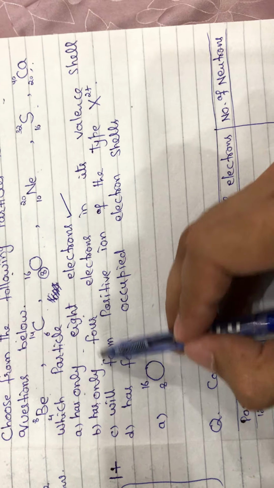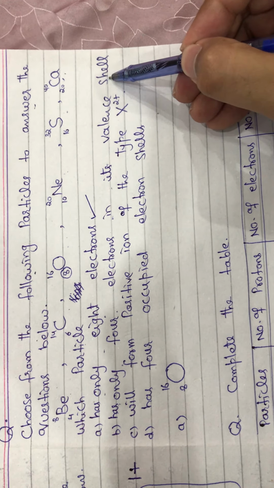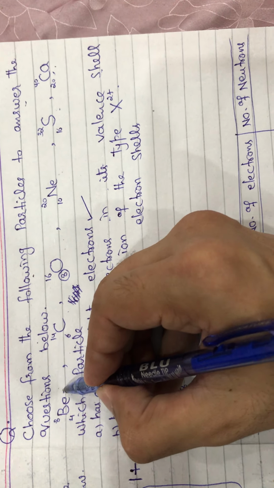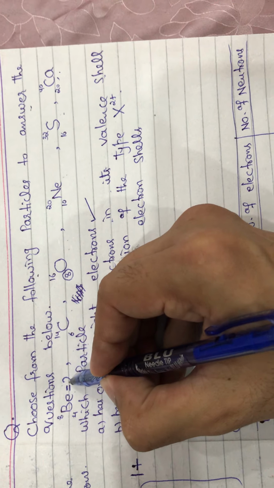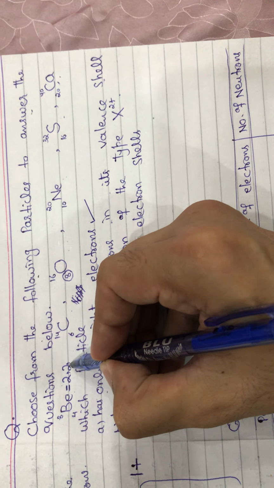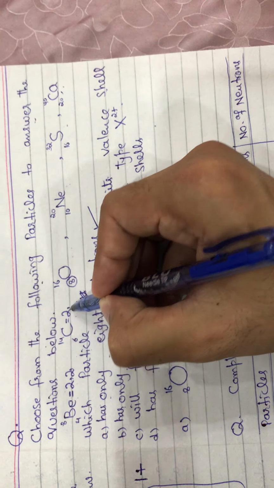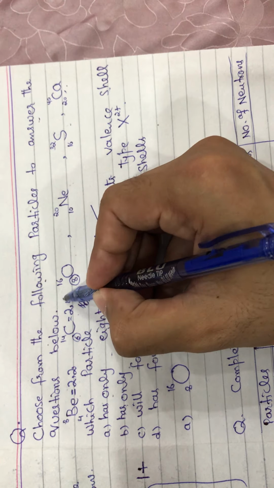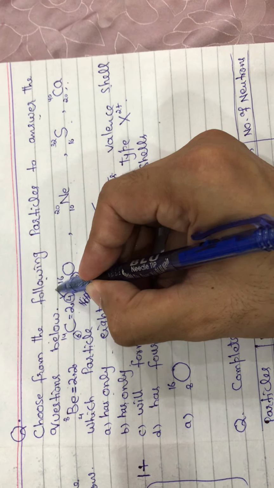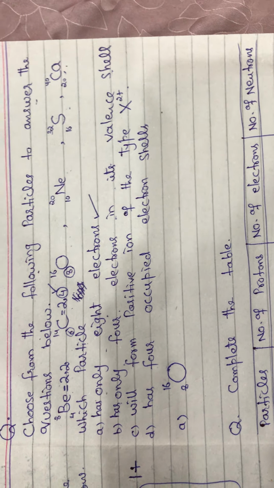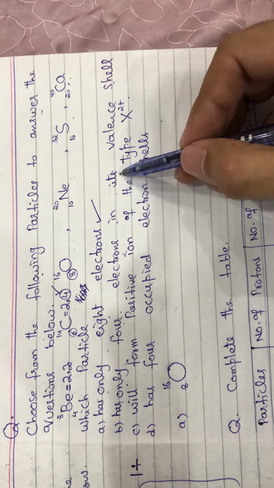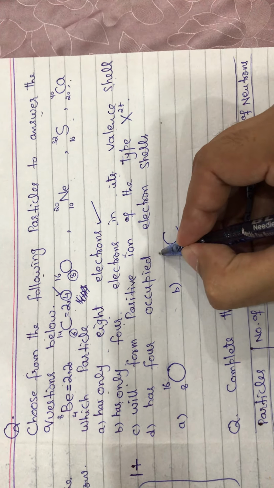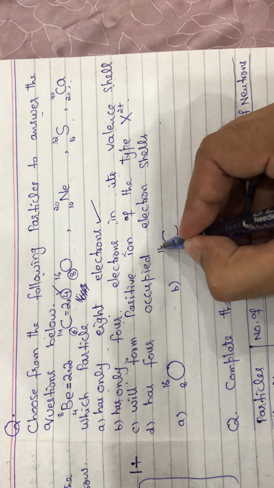Our B part has only 4 electrons in its valence shell. If we write the electronic configuration for beryllium, it has 2 in the first shell, 2 in the second shell. For carbon, 2 in the first shell because it has a total of 6 electrons, and in its second shell 4 electrons, which will be known as its valence shell. So it has only 4 electrons in its valence shell. B part is carbon, which is 6 into 14.